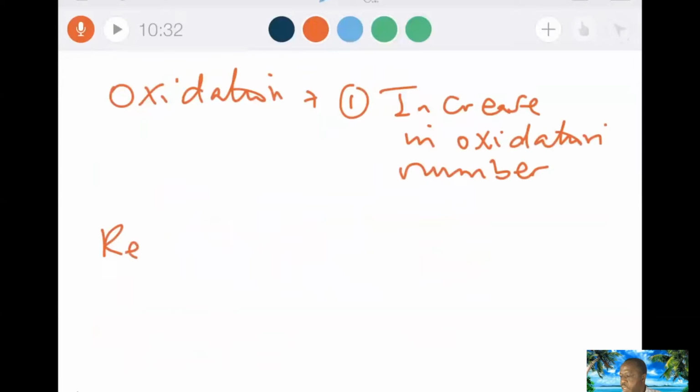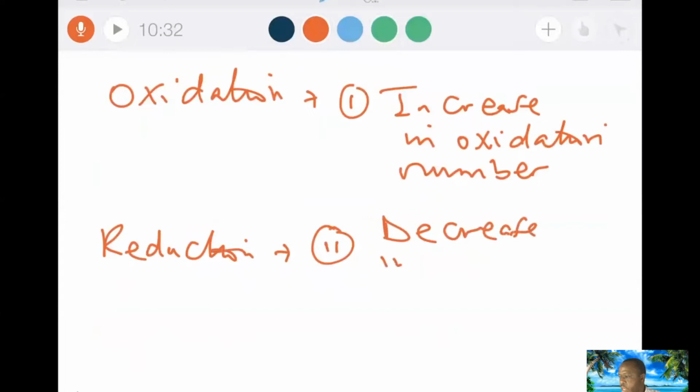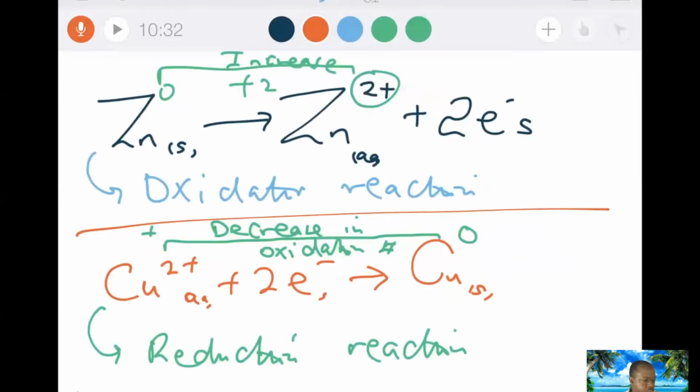Now, reduction can also be identified by keeping track of oxidation number, and anytime you see a decrease in oxidation number, then you know that there's a reduction. So that's how you can identify reduction and oxidation reactions.